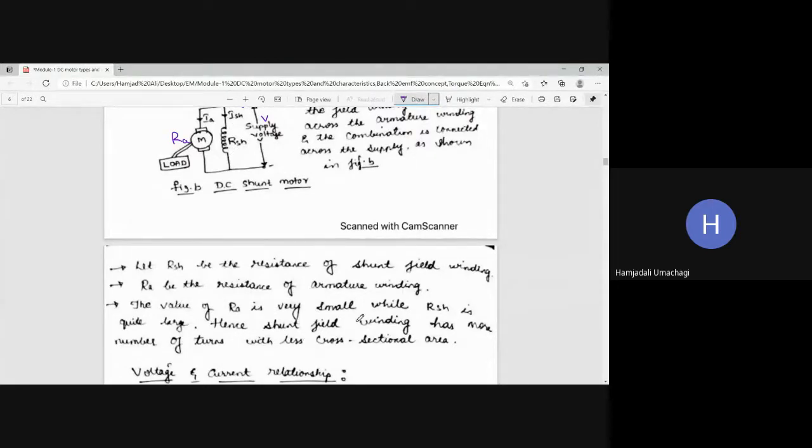Hence, the shunt field winding has more turns with less cross-sectional area. It has more turns, but its cross-sectional area is very small. Because if it has large resistance, what will be the current carrying capacity? Automatically, the current carrying capacity will be very small. If it carries less current, then we can reduce the cross-sectional area. This is the design part of the machine.